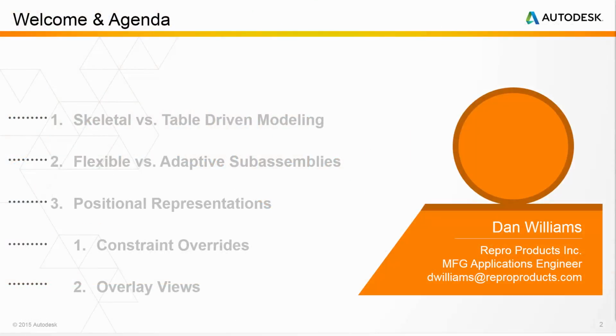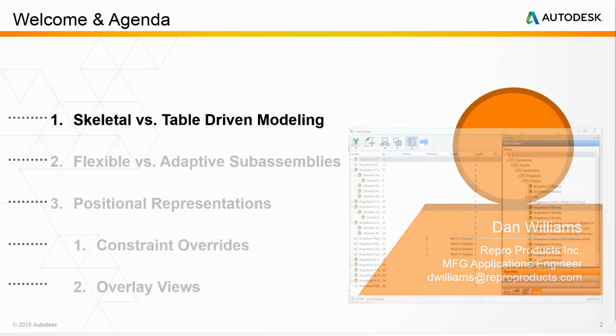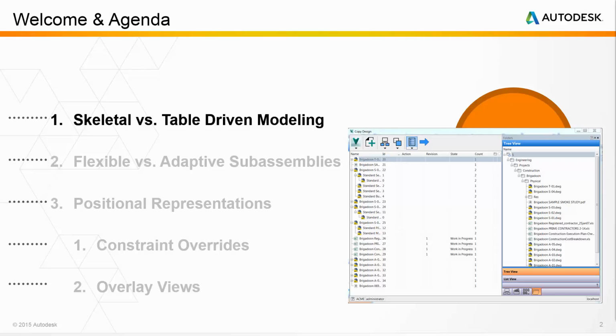Today we're going to be talking about some topics that I found particularly useful but rarely get addressed in training. First, we will consider skeletal versus table-driven modeling. Both are techniques which allow the designer to share parameters across multiple parts and assemblies. That way, if a design or project-wide parameter changes, all of the dependent parts and assemblies update. When paired with Autodesk Vault's copy design, both techniques provide a powerful basis for configuration management, or for what many refer to as engineer to order.